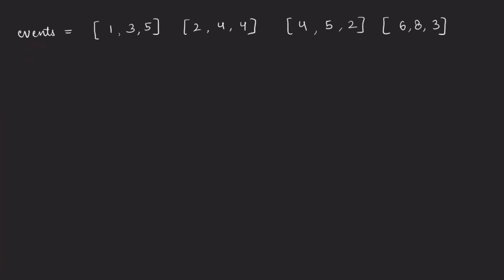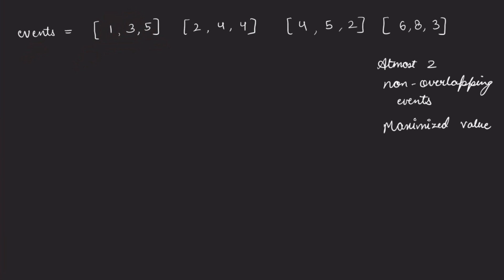events, where each element is having three values, right? The first value is denoting the start time, the second value is denoting the end time of an event, and the third value is denoting the value that we get after attending that particular event. Now what we need to do is attend at most two non-overlapping events such that the value that we get is maximized.